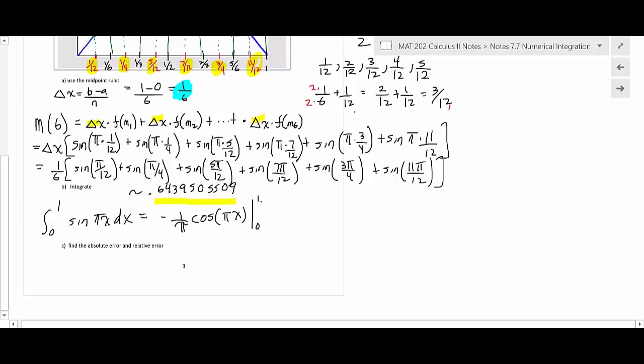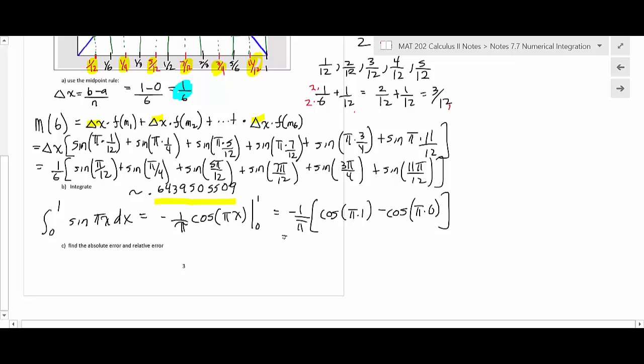Now we're going to get an exact answer on this one, so we can get this exact with pi and everything. So what you're going to have is negative 1 over pi, then we're going to have cosine of pi times 1 minus cosine of pi times 0. Those are going to be two things that fall on the unit circle.